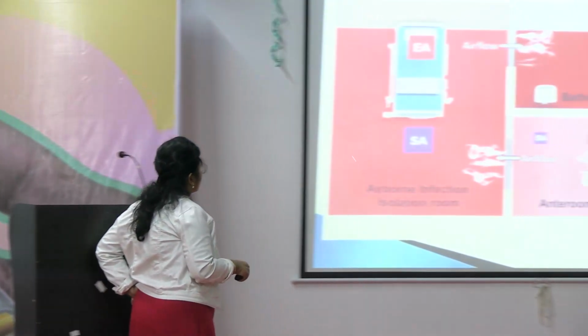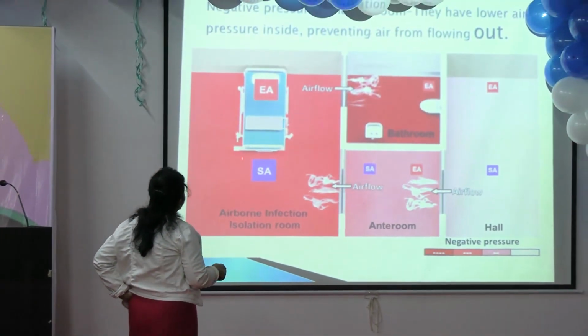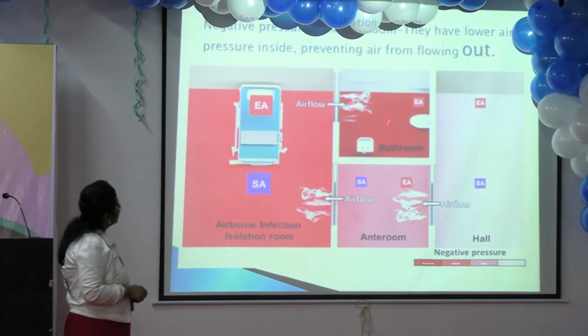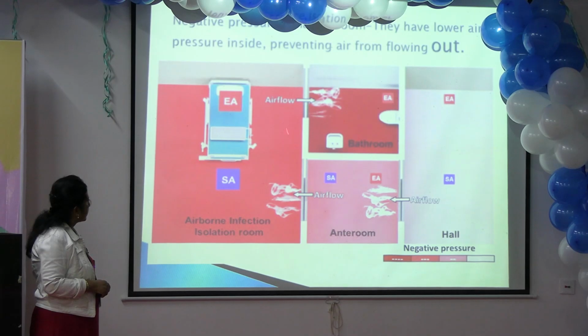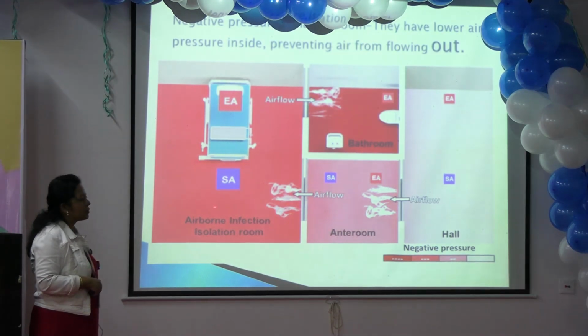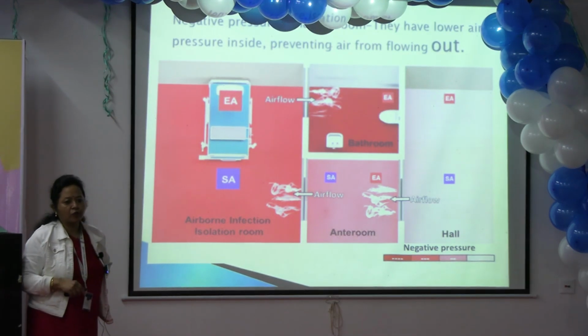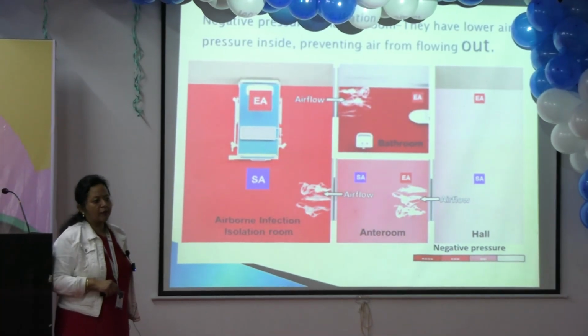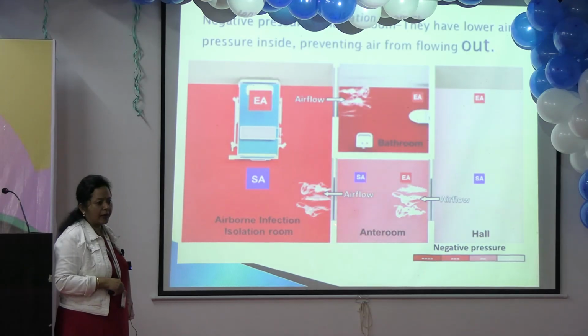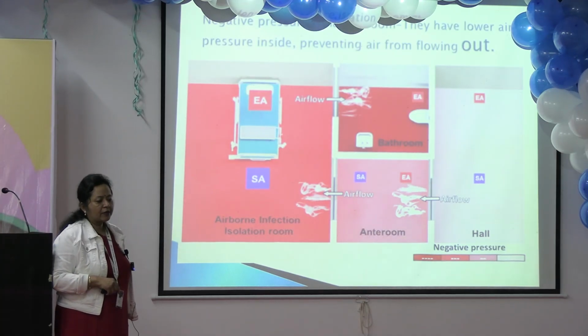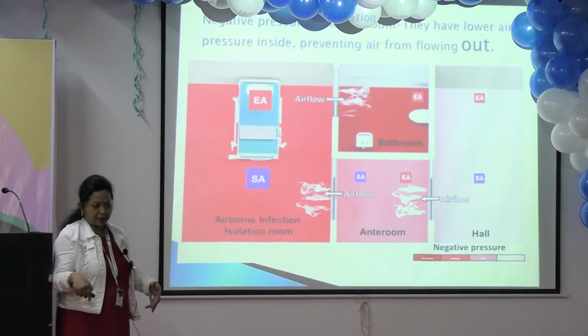So this is a negative pressure room. They have a lower pressure inside, preventing air from flowing out. You see, this is the corridor. This is the negative pressure isolation room. In an isolation room, there is always a requirement of an anteroom. Ante means before, right? So before this room, you need this room. This is the room where you will have a hand wash facility, donning and doffing facility. Donning means wearing gloves, gown, PPE.